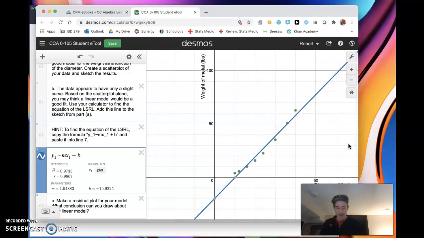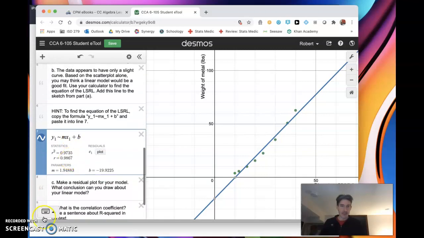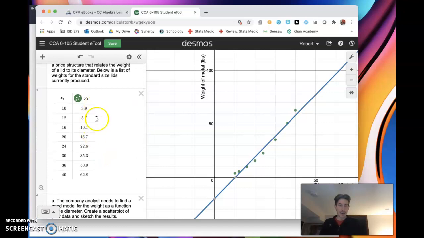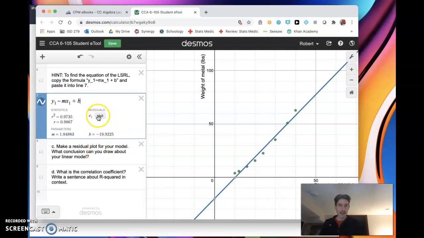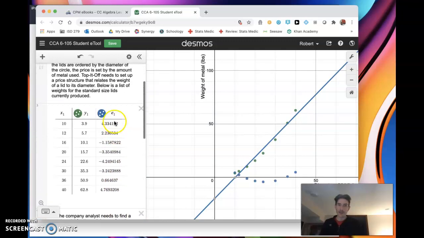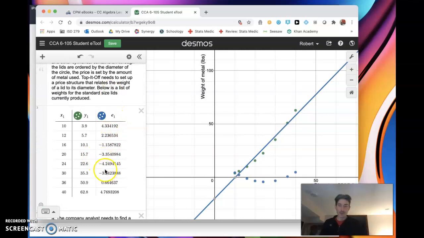Okay. Part C says, and I can read Part C right here. This is really the reason I like those e-tools. Make a residual plot for your model. What conclusion can you draw about our model? Okay. So the residuals are going to be plotted here, and I can add those to my table simply by clicking this little clickable that says plot here. So I click that, and I look up here, and sure enough, the residuals are there.